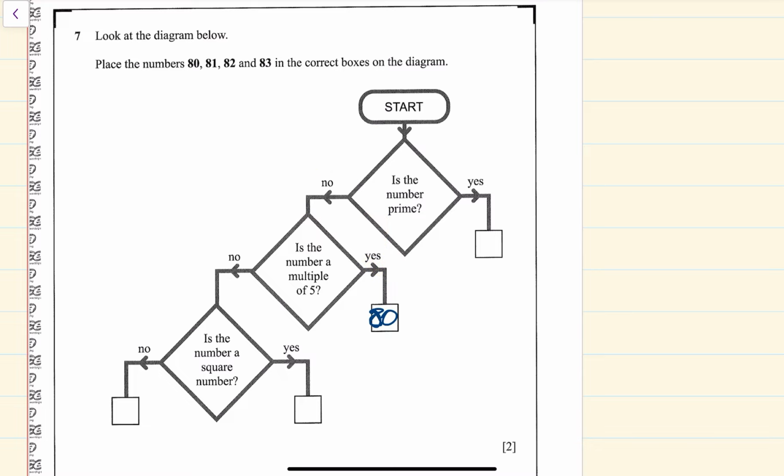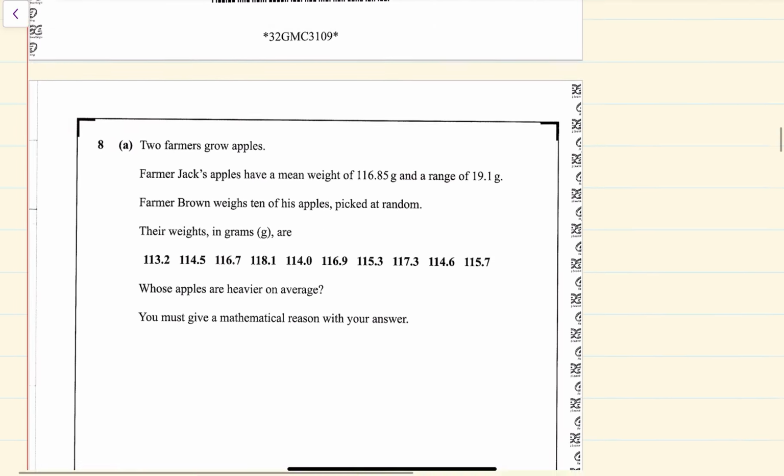Next one, 81. Is the number prime? No. Is it a multiple of 5? No. Is the number a square number? Yes. So 81 goes in here. Next one, we're on 82. Is the number prime? No. Is it a multiple of 5? No. Is it a square number? No. That must be 82. And is the number prime? 83 is 83. There we go, right. Thought that was going to be horrible, not too bad.